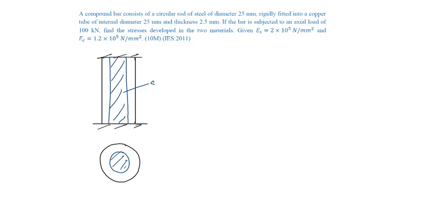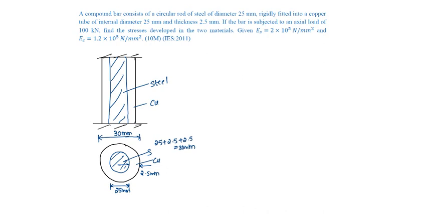Given a steel bar and the outside is a copper bar. This is steel and this is copper. Steel bar is of 25 mm dia and the thickness of the copper bar is given as 2.5 mm. Then the outer diameter of the copper bar becomes 30 mm, that is 25 plus 2.5 one side and 2.5 other side, which will be 30 mm outer diameter.